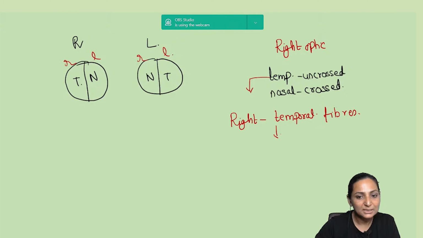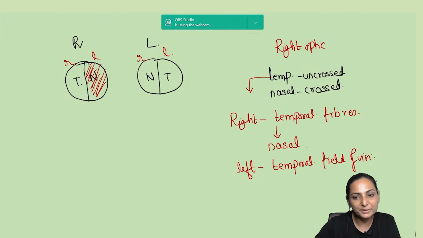So on the right side, the nasal field of vision is defective. Now this has crossed nasal fibers, which means on the left side there is going to be involvement of the temporal field of vision. So that means what? The defects in the field of vision are now different.